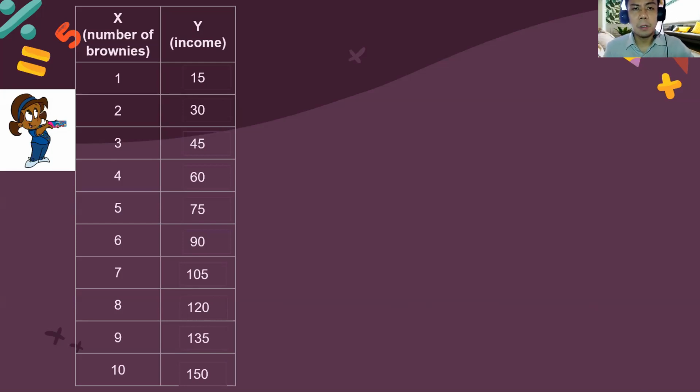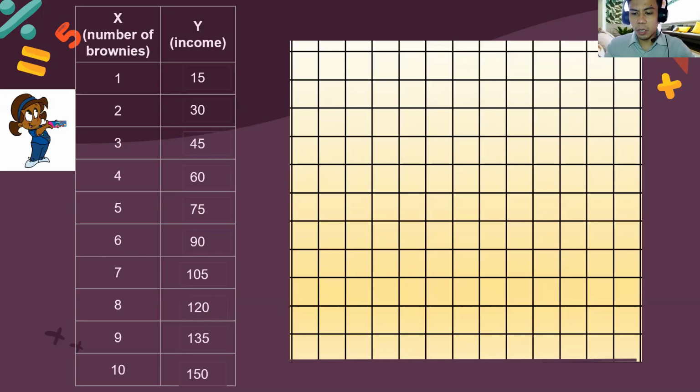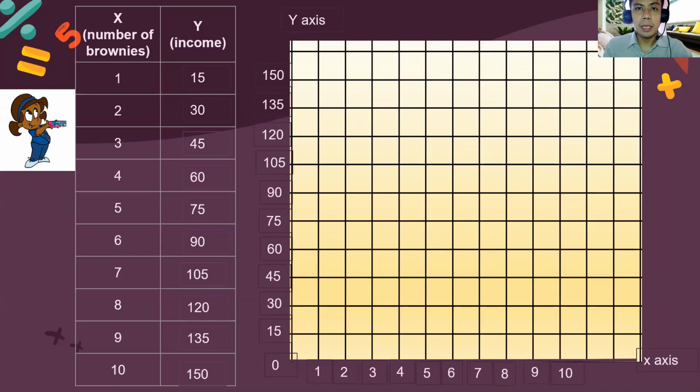Okay, now let's graph these ordered pairs in a Cartesian plane. So we have here a Cartesian plane. The vertical axis is the y-axis, which is Auntie Sally's income, while the x-axis is the horizontal line, which is the number of brownies being sold. Okay, let's plot the points.